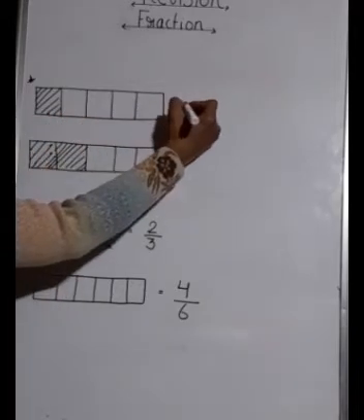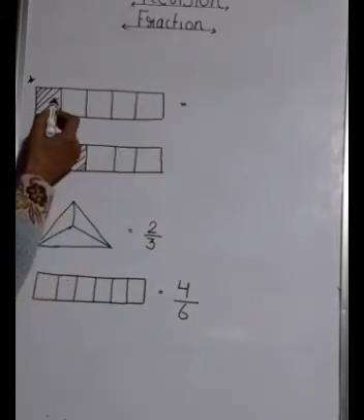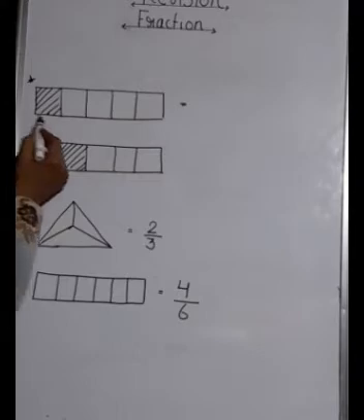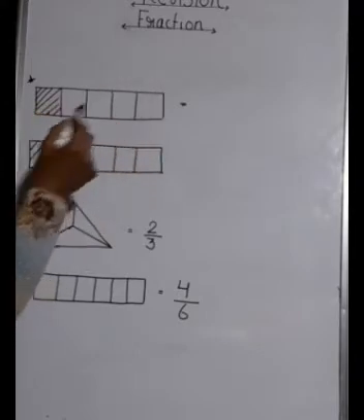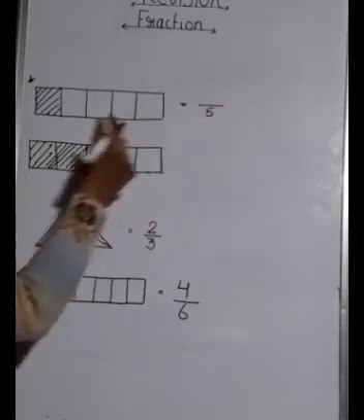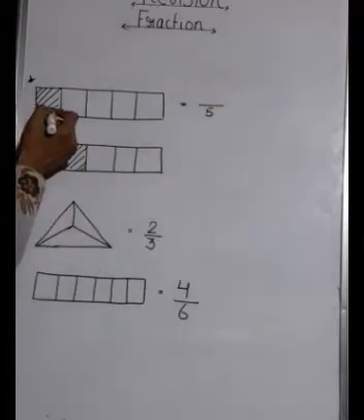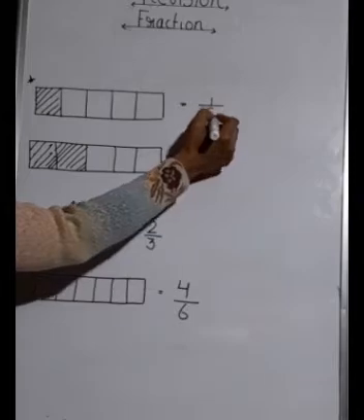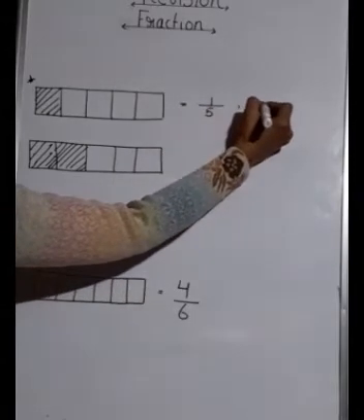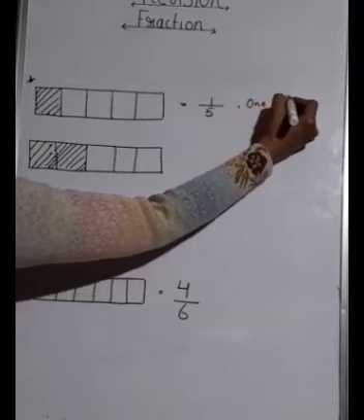Now here you can see that in this figure how many boxes am I having? 1, 2, 3, 4, 5. It means I have divided one box into 5 equal parts. So the total number is 5. And how many parts have I shaded? Only one part. So the fraction becomes 1 upon 5, or you can say it is 1/5.